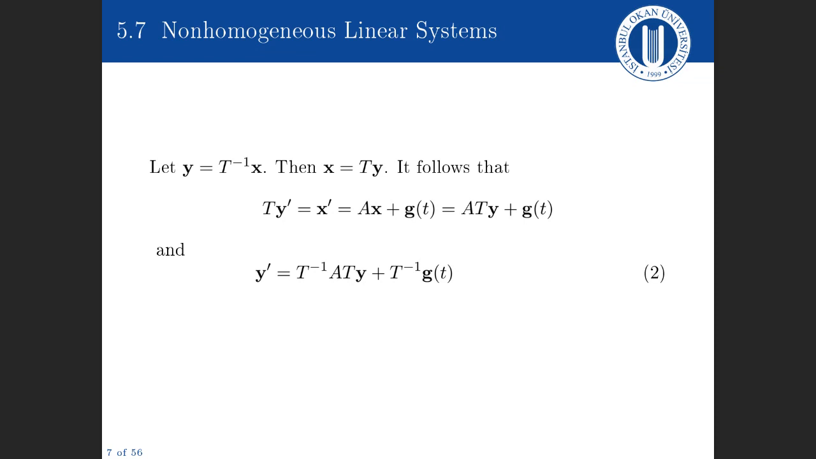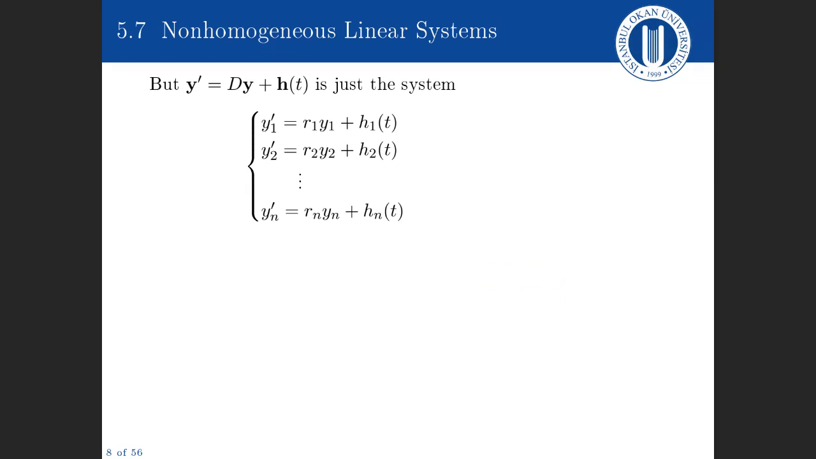And we know what T inverse AT is. That's just the diagonal matrix, which I've been calling D. T inverse g is just some function. We'll call that h. So now we have an easier linear system. y prime is equal to Dy plus h is an easier linear system. We've changed our difficult one into an easy one.